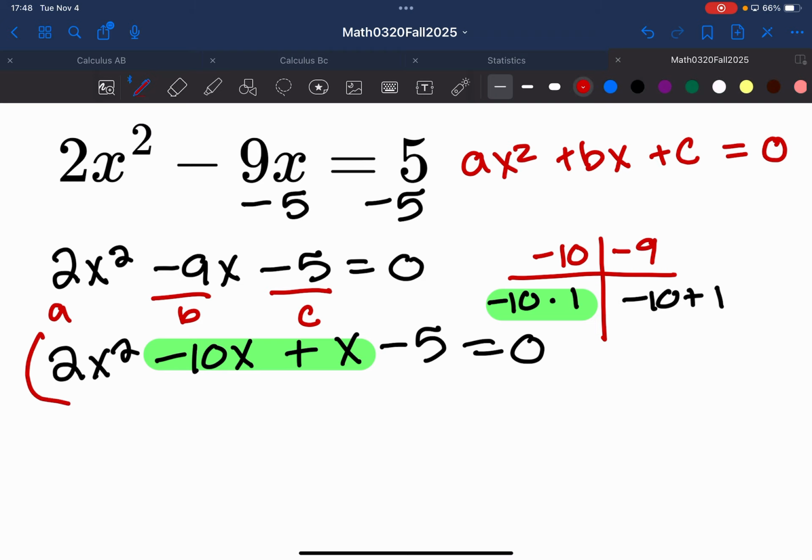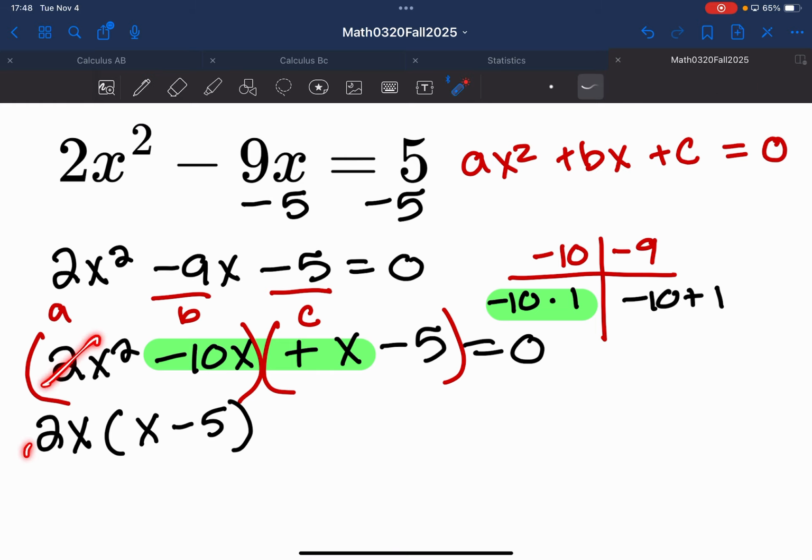So I'm going to do the first 2 and then the second 2, and then I'm going to take out what from each parentheses? A GCF. So what can I take out of the first one? 2x. So if I take out a 2x, what am I left with? x. What else? Minus 5. Okay, because the 2 and the 2 cancel.